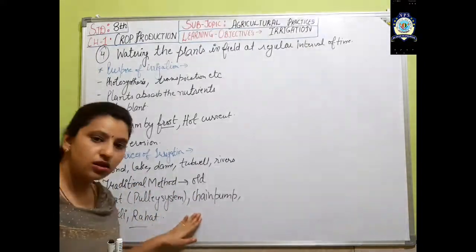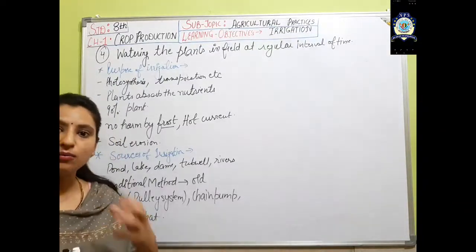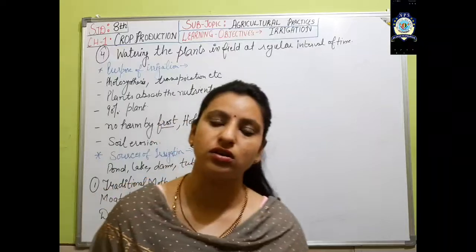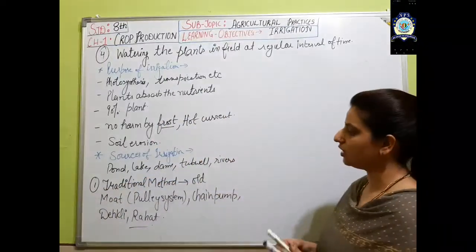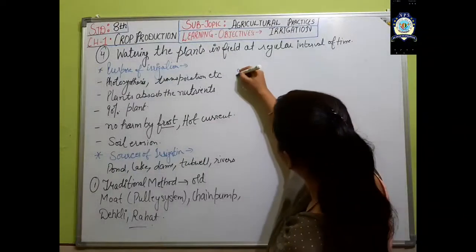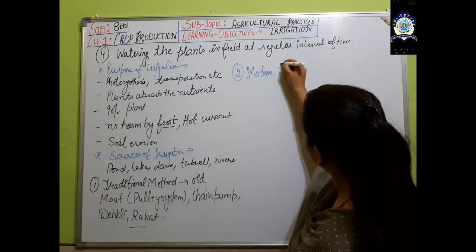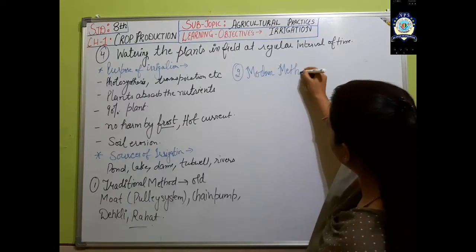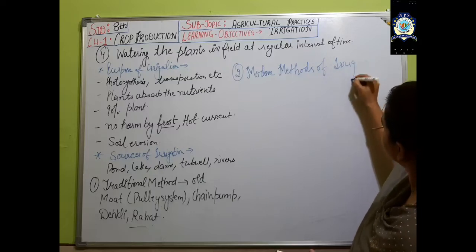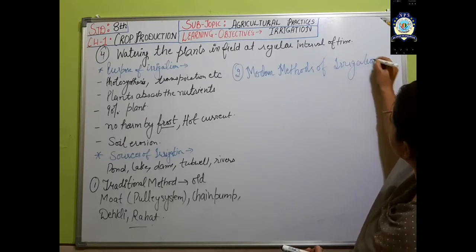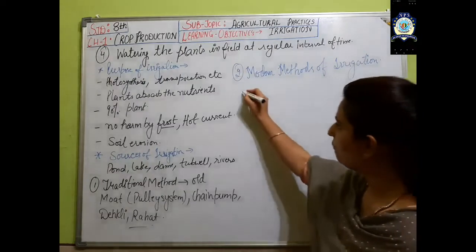So to get rid of that, the farmers have tried the new methods, and they are the modern methods of irrigation. The first modern method of irrigation is furrow irrigation.